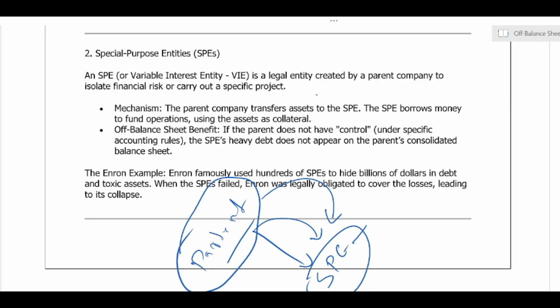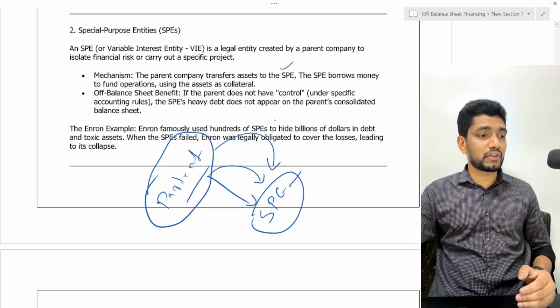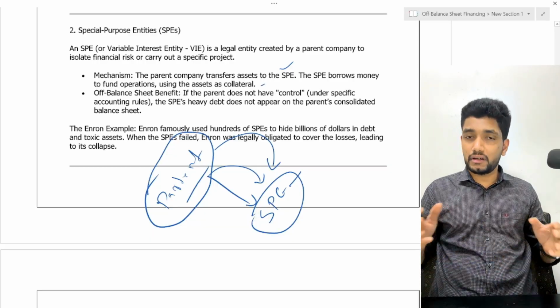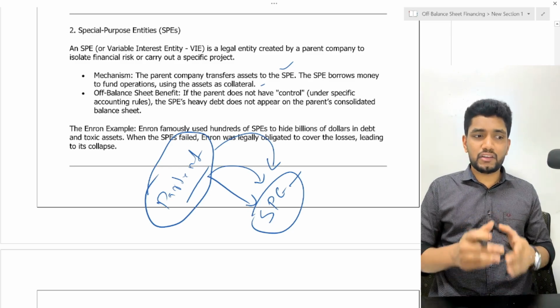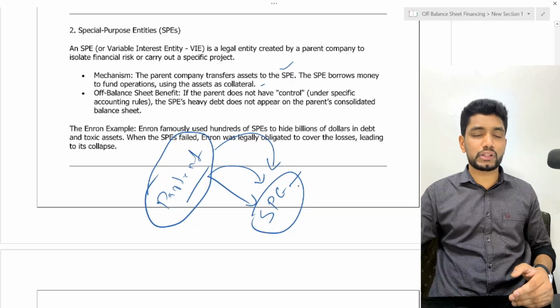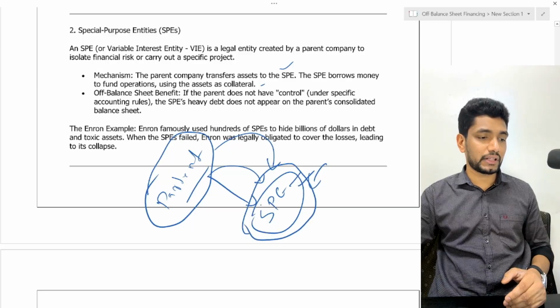Again, the parent company will transfer the related asset to this special purpose entity, and the special purpose entity borrows money to fund operations using its asset as collateral. So the related assets will transfer to the special purpose entity, and it will borrow the required funds. As a result, the borrowed money or the debt will be reported only in the special purpose entity, not in the parent company.